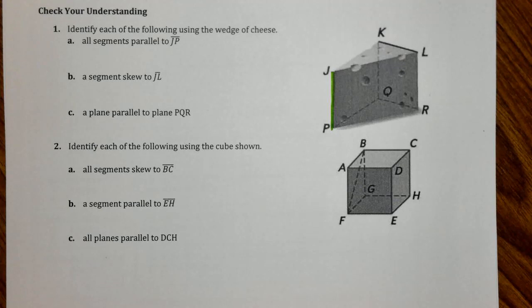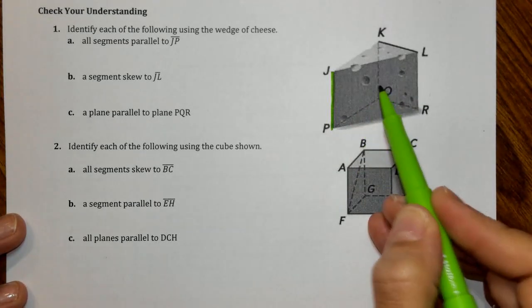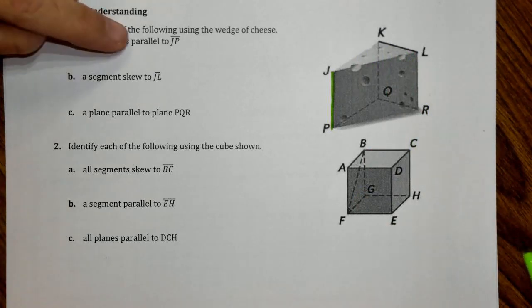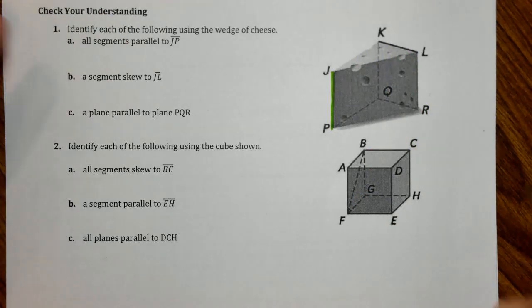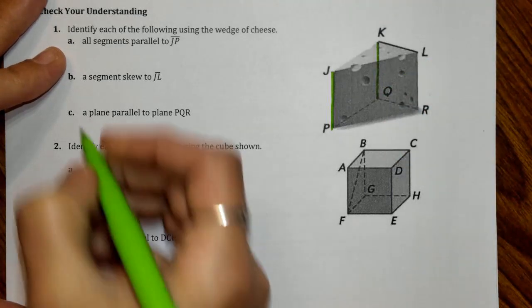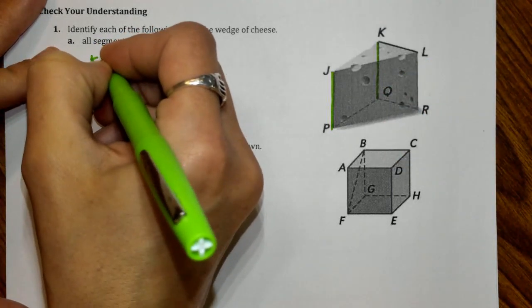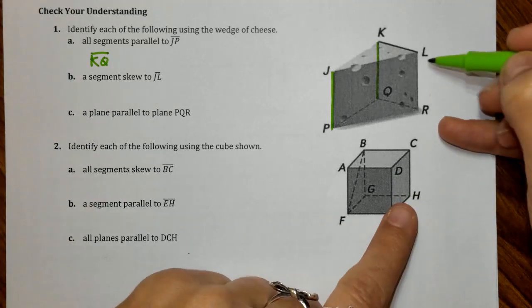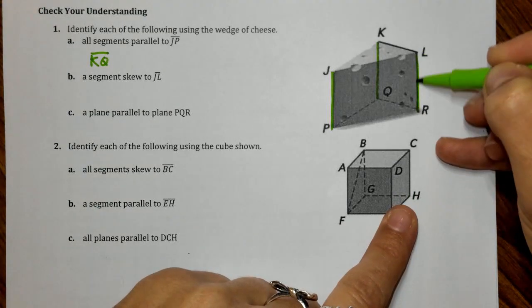So we want segments that are parallel. So we're looking at this cheese. We've got a lot of different segments going around here. We need to find the ones that will never intersect with segment JP. Here, back here, we've got segment KQ. And over here we have segment LR.